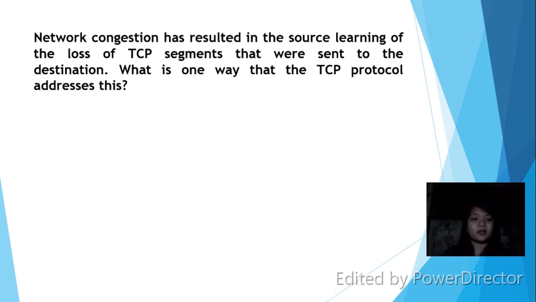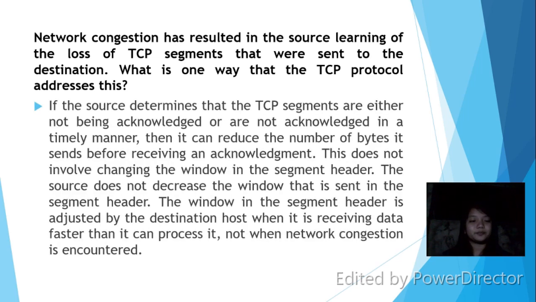So this is the third question. Network congestion has resulted in the source learning of the loss of the TCP segments that were sent to the destination. What is one way that the TCP protocol addresses this?